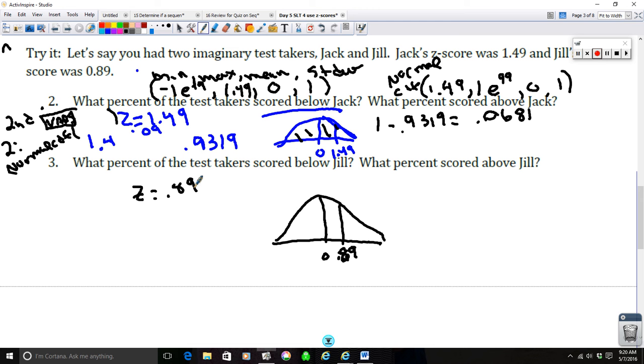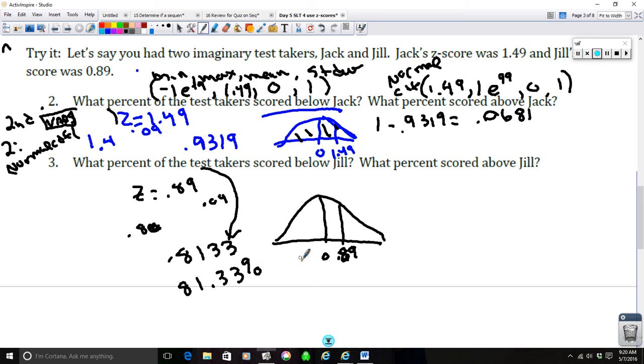One way is to go to the chart on page 37 where the numbers are positive when you have positive z-scores. Go to the row that says 0.8, and go across to the column that says 0.09. It doesn't say 0.80, it just says 0.8. And then over to 0.09, and it gives you 0.8133. And that is the percentage written as a proportion. Again, that's 81.33%. In probability, percent and proportion are pretty much interchangeable, but that's the percent that scored below Jill.